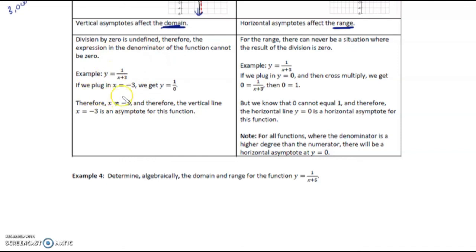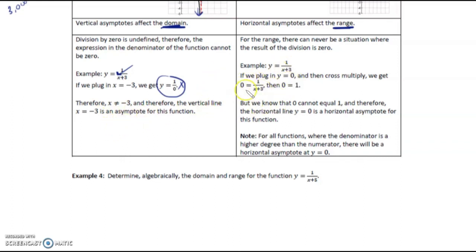So I'm going to show you this in real form. If we have an example like from the previous page, y equals 1 over x plus 3, we already talked about how we cannot get y equals 1 over 0. This doesn't exist. In order to get that 0, what would be the restriction? We'd have to sub in -3 to that bottom, and then we would get the 0. So that would be the restriction, and therefore x cannot equal -3. And there's a vertical line at -3.